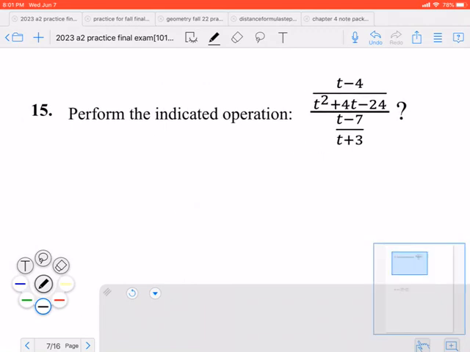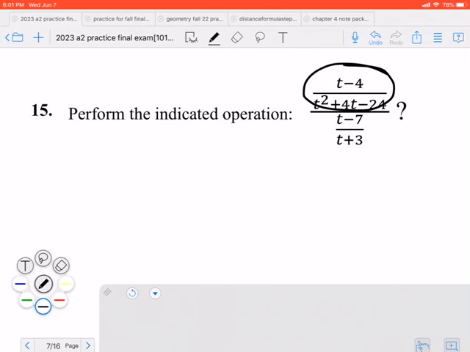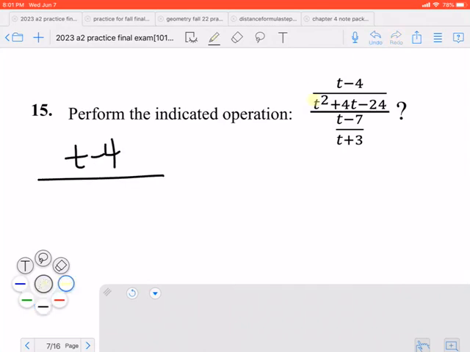Perform the indicated operation. We have a rational expression divided by another rational expression. So t minus 4 over, I'm going to factor this guy because it can be, and we need to factor it so we can cancel some stuff, hopefully. Let's see, t, what would that be? Oh, I'm messing up our day. I think this is another one that had a mistake.